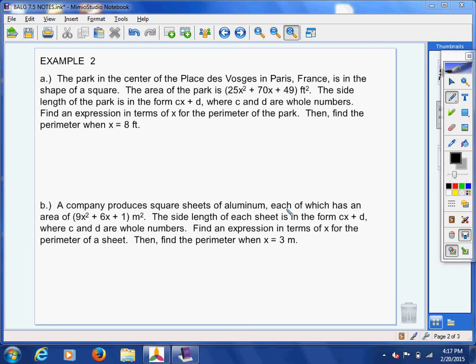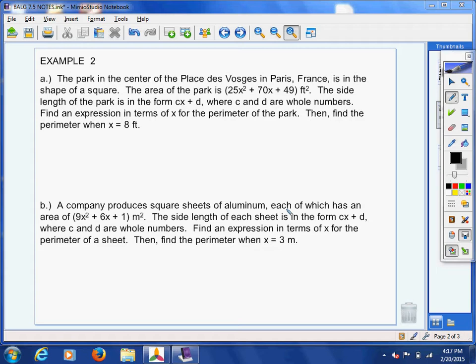Back at it. We're in section 7.5, example 2. We're going to apply what we learned in example 1 here about perfect square trinomials. We're going to apply that to example 2. All right, here's our situation.